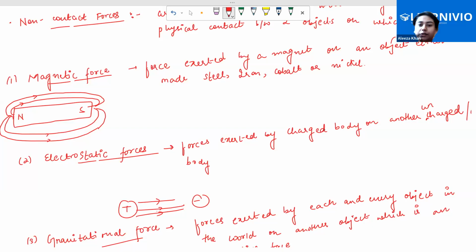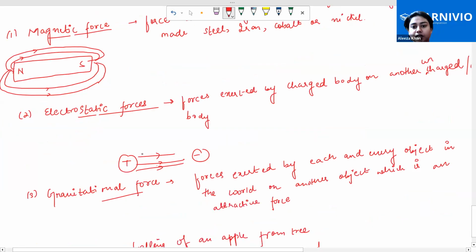Why? Due to the electrostatic force. Also, whenever there are charges, an electric field is generated around them. If there are charges, electric fields are generated around them, which attract the objects towards them.